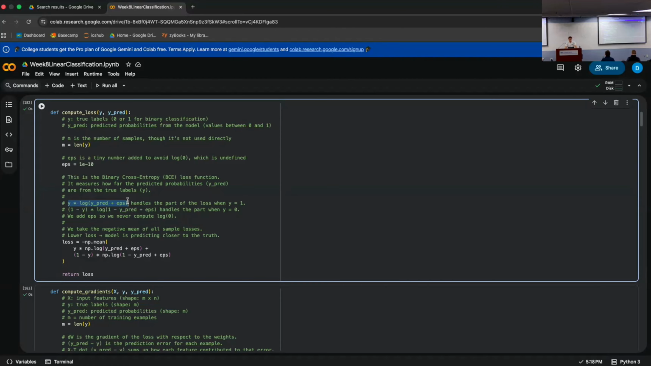Why are you taking the negative mean of all the sample losses? You don't have to have it here; you could keep it in the gradient descent. If you removed it, you would multiply your gradient descent by negative instead. This is the standard way.